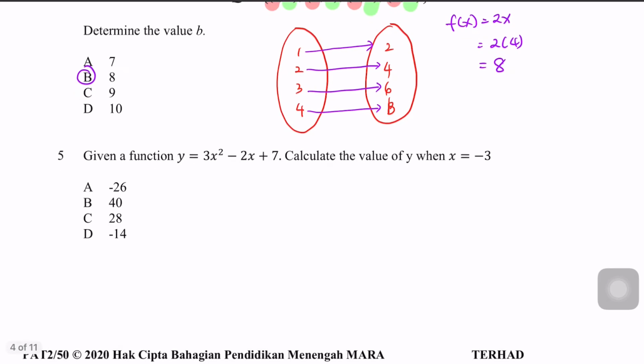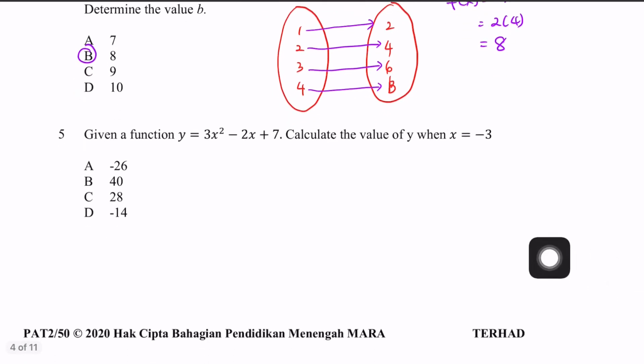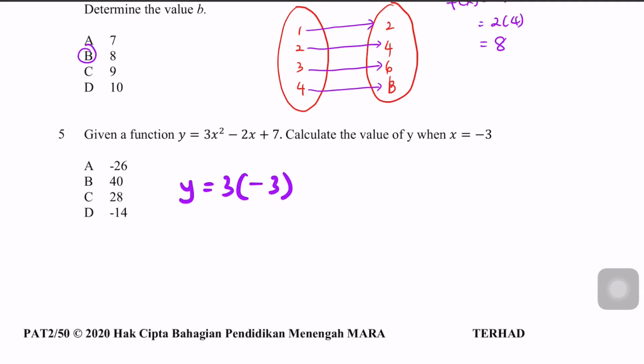Okay, next, number 5. Given a function y equals 3x squared minus 2x plus 7. Calculate the value of y when x equals negative 3. So what you do, you just substitute the value of negative 3 inside the function. Okay, so we have y equals 3 times negative 3 squared, don't forget the bracket, minus 2 times negative 3 plus 7. Okay, awak boleh je terus tekan calculator.